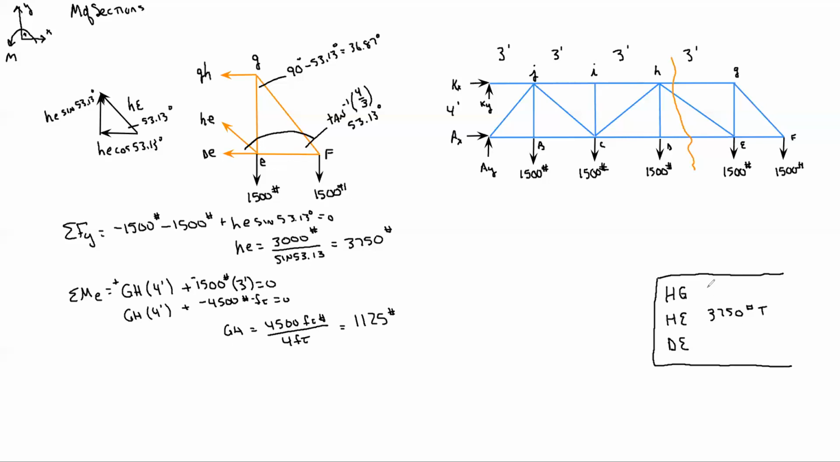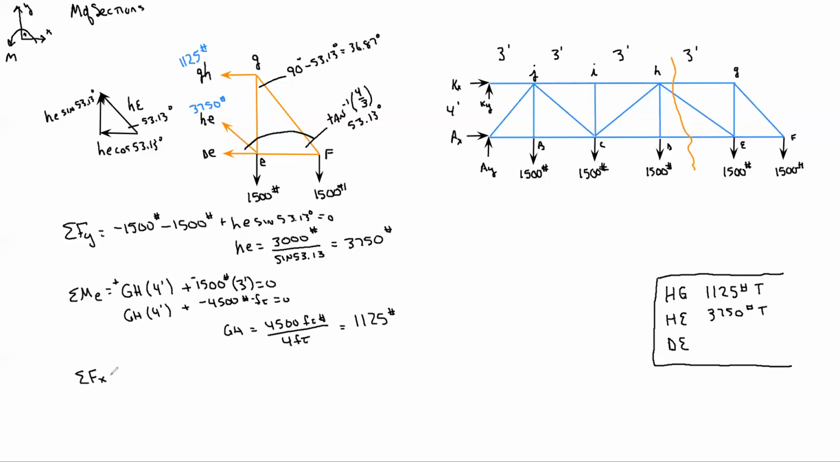So I'll update our problem statement. 1,125 pounds in tension. Let me get a different color so we know that we added that. 1,125 pounds here. This one was 3,750. It looks like we can now grab the last of the members, DE. So let's see if that works out.